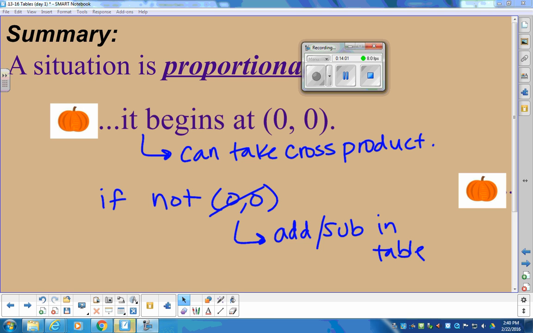Okay, so your homework for tonight, guys, is to finish page 15 and page 16. Make sure on every one of those questions you ask if it's proportionate or not. Does it start at 0, 0, yes or no?